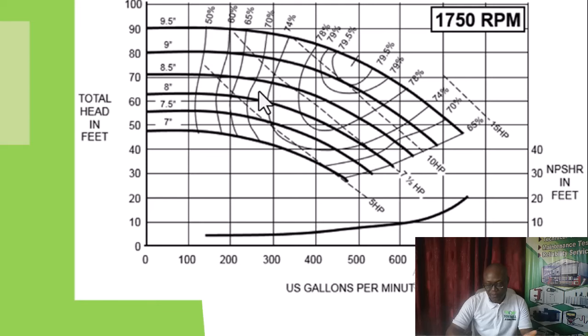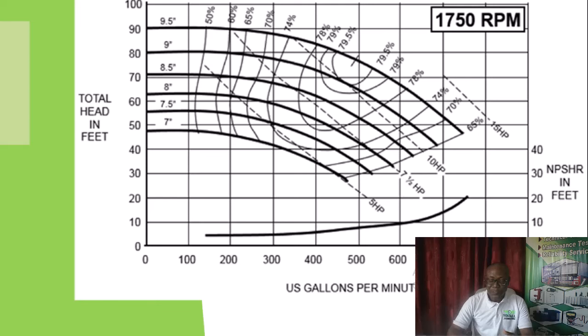Then if you also look at the efficiency, because that is another very important factor, the efficiency of the 7.5 horsepower, you see that it is about 74, between 74 and 78. Which means that is fair enough, compared to those with a lower efficiency. Are we getting it? So the selection for this particular requirement is 7.5 horsepower.